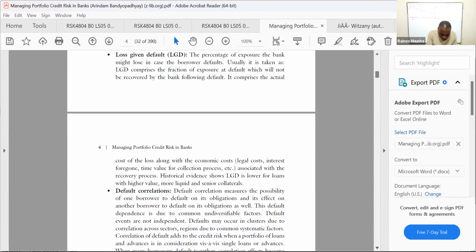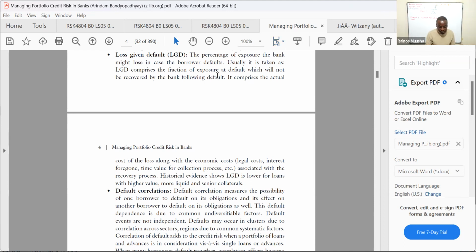The historical evidence shows the loss given default is lower for loans with higher value, more liquid, and senior collateral. With loss given default, we're saying in case default happens, two things are likely to happen. Either we recover the money that is outstanding, or we do not. The portion of the total loan that we are not going to be able to recover is what we refer to as the loss given default.